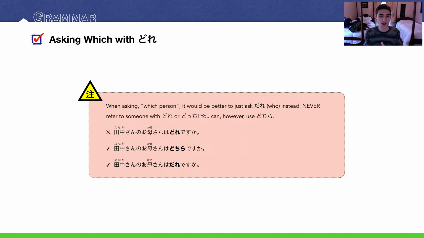All right. So we have 3 sentences here. First one is no good. Okay. Tanaka-san no okaa-san wa dore desu ka?